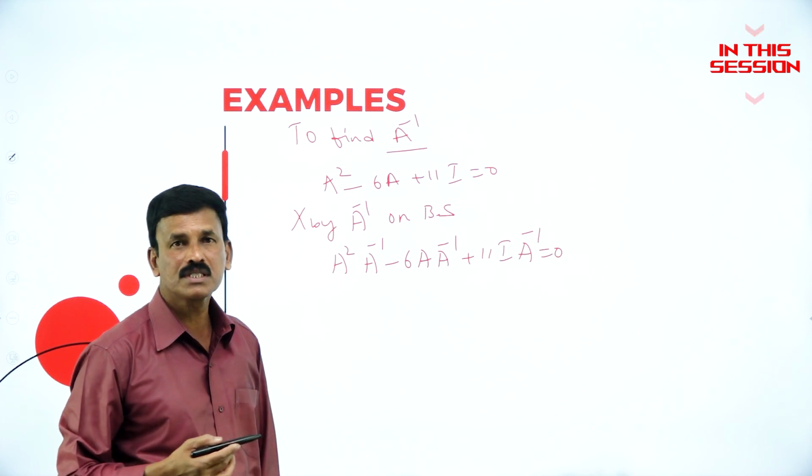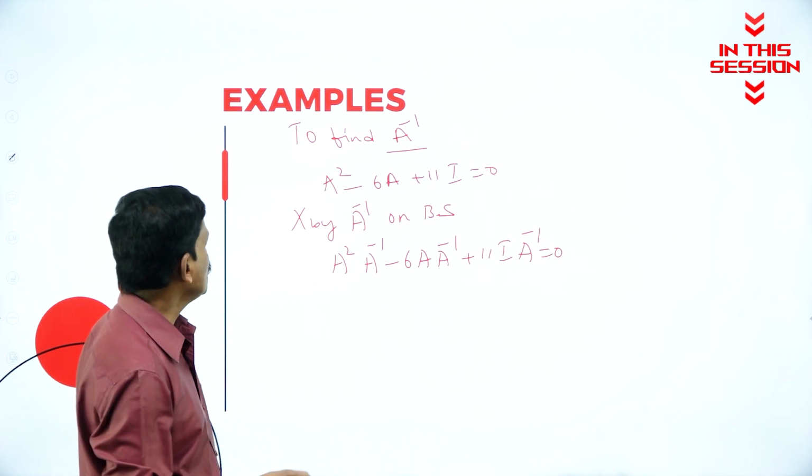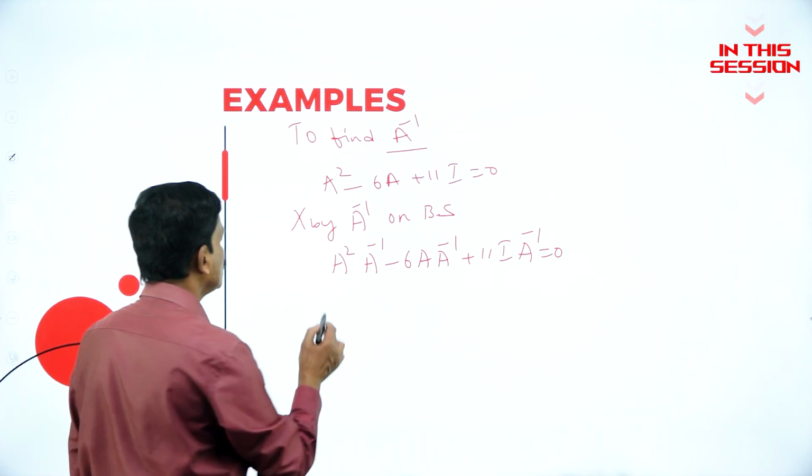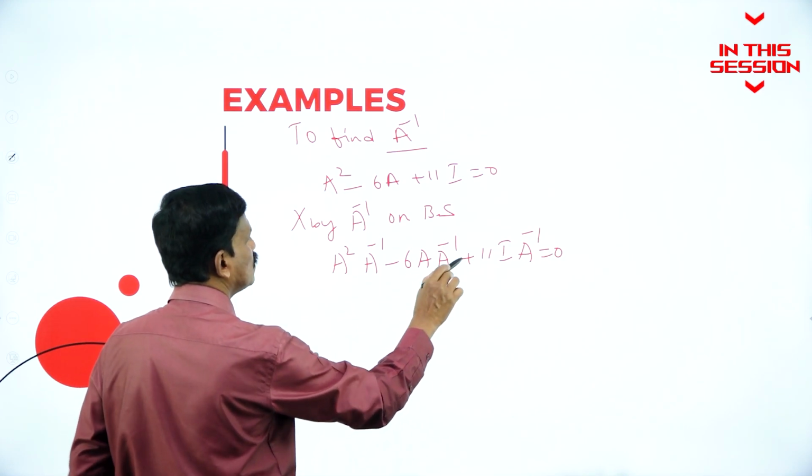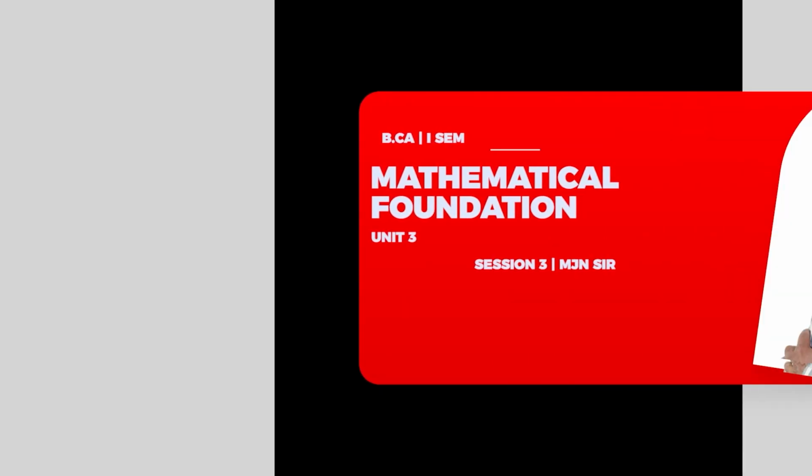Multiply by A inverse on both sides for equation number 2. A square minus 6A plus 11I, that is A square into A inverse, 6A into A inverse, 11I into A inverse.